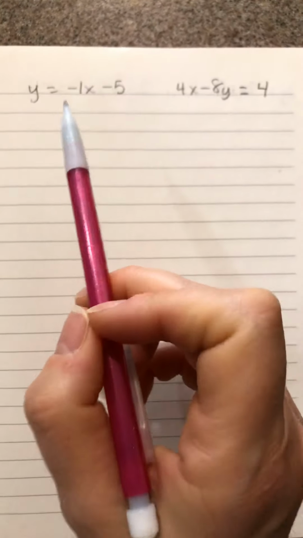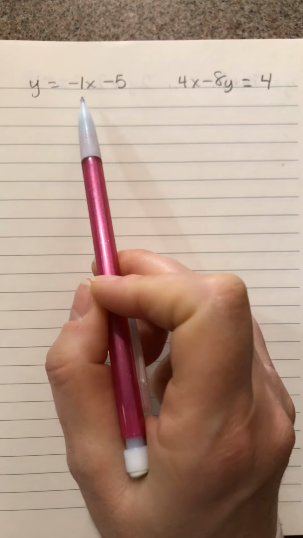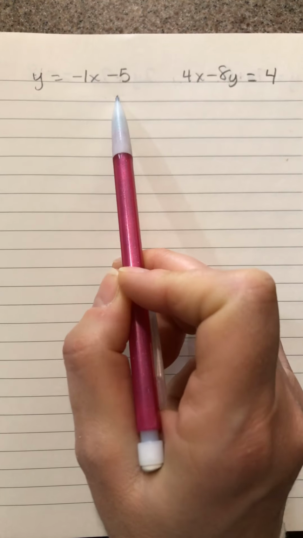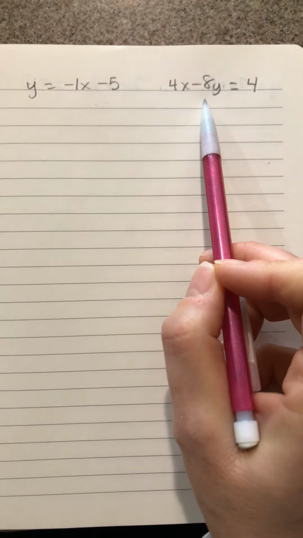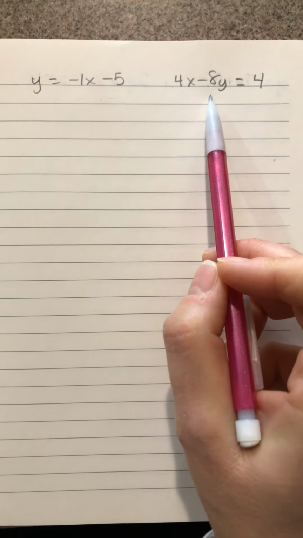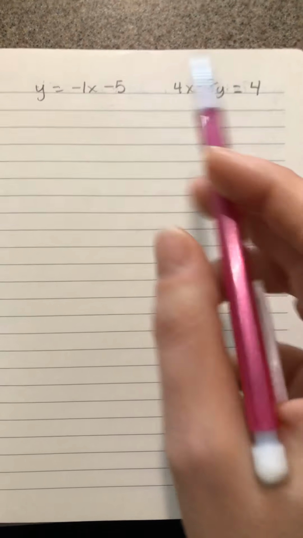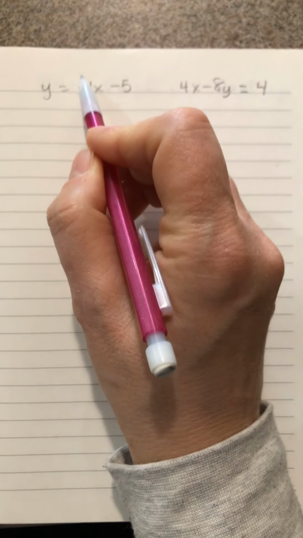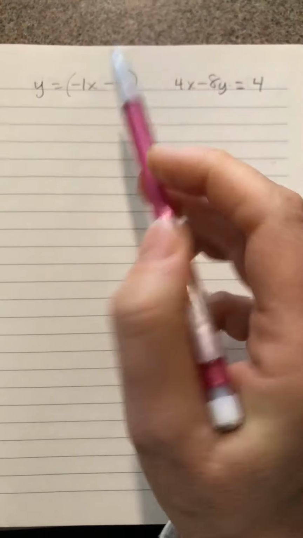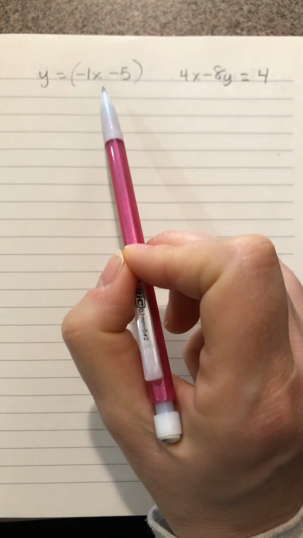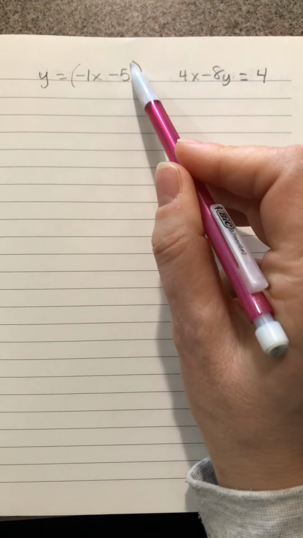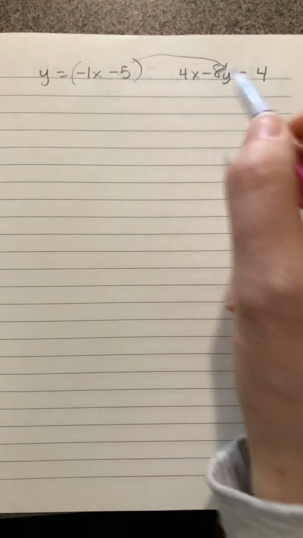For this system of equations, one of our equations is already in slope-intercept form. Now we could put this in slope-intercept form and then set them equal to each other, but it's definitely more efficient to realize that this has already been solved for y. So we can substitute this in place of y in our other equation.